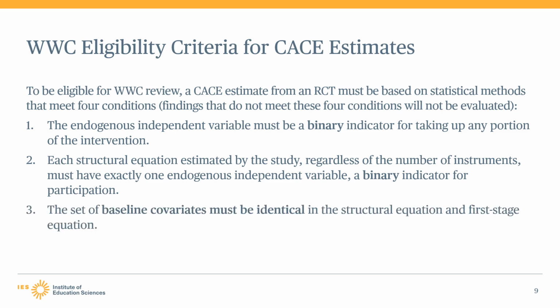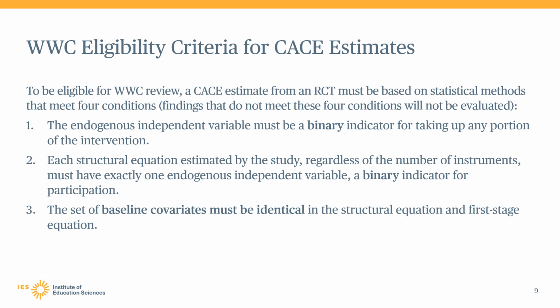The third requirement is that the researchers must use the same set of baseline covariates in the structural equation and first stage equation. So if baseline covariates are included in the analysis, then the structural equation and first stage equation must contain identical sets of baseline covariates. This requirement is necessary because if a baseline covariate from the first stage equation is not included in the structural equation, that covariate is effectively serving as an instrumental variable. And if a baseline covariate from the structural model is not included in the first stage equation, then the model will be under-identified.